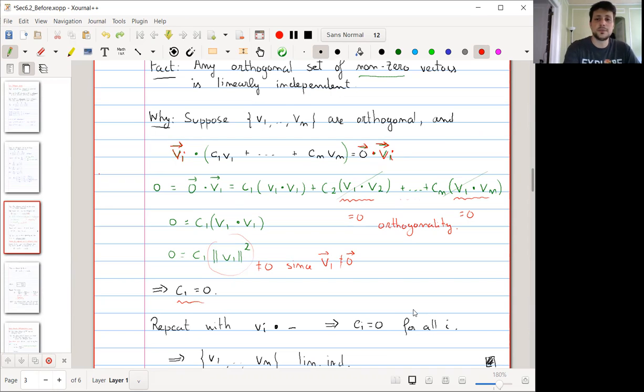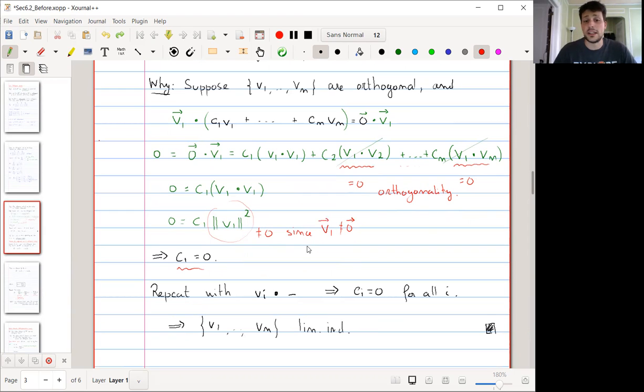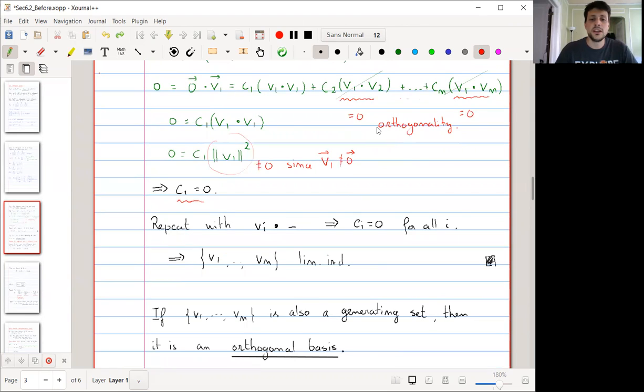In other words, we showed that the vectors v1 through vn are linearly independent because all of the coefficients in a way of writing 0 are all 0. Okay, so we've seen that orthogonal sets are automatically linearly independent. So if they are a generating set, they are bases, and we will talk about orthogonal bases at that point.